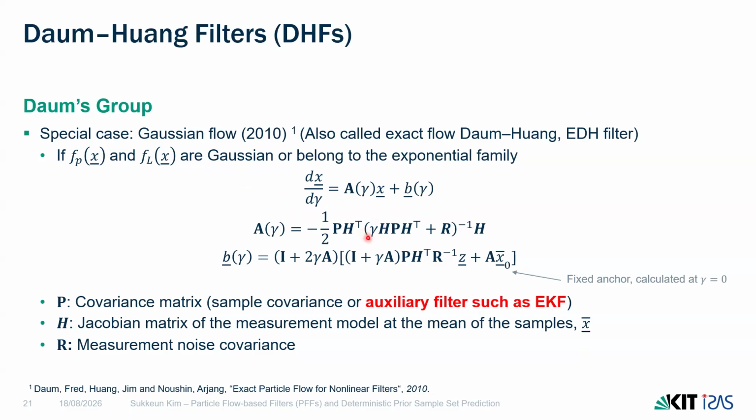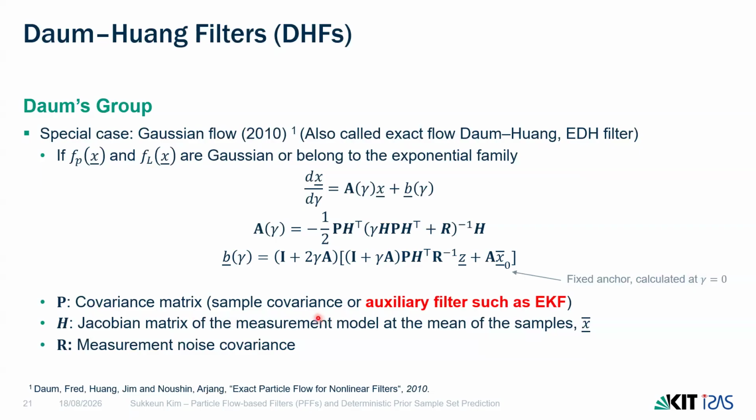And then you see here the homotopy parameter gamma. The problem is that the covariance matrix P itself can't really be calculated by itself, not like in a Kalman filter. So this filter requires either sample covariance.